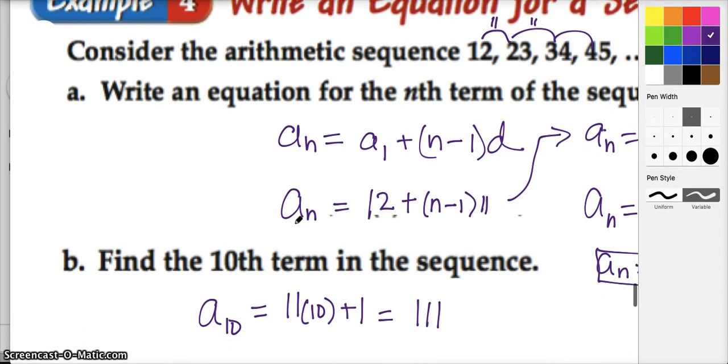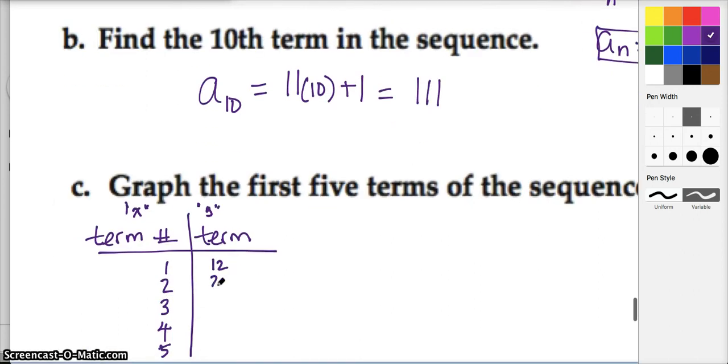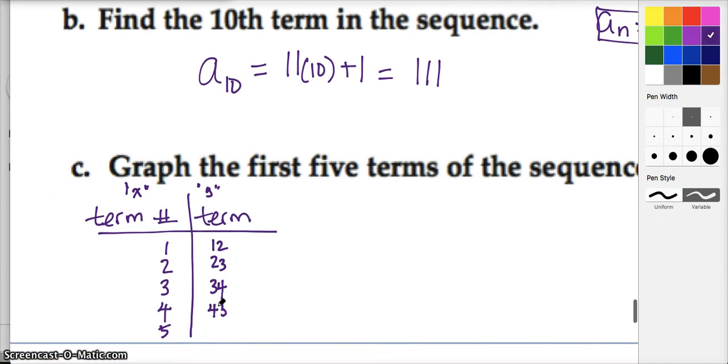I'm going to just cite up here 12, 23, 34. Let me write that down. 12, 23, 34. The next one was 45. And the next one, let me fix that, was 45. And the next one would be 56 if I just add an 11 onto it.